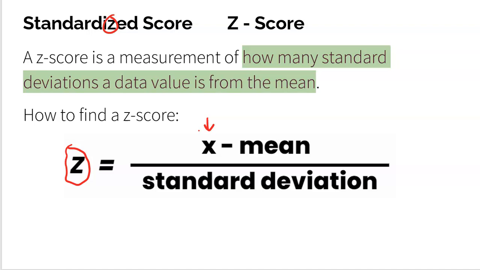Pretty simple formula, really easy formula. Again, take your value, subtract the mean. That'll tell you how far from the mean you are. Divided by the standard deviation, now you have an idea of how many standard deviations you are from the mean.